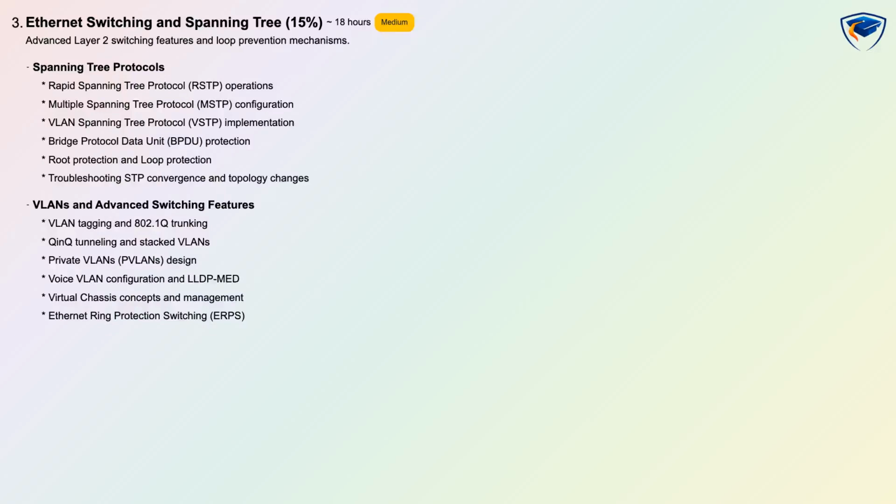VLANs and advanced switching topics cover 802.1Q tagging, Q-in-Q and stacked VLANs, private VLAN design, voice VLAN configuration with LLDP-MED, virtual chassis concepts, and Ethernet ring protection switching. Focus on practical configuration and lab exercises that demonstrate trunking, VLAN assignment, and rapid recovery from link changes.